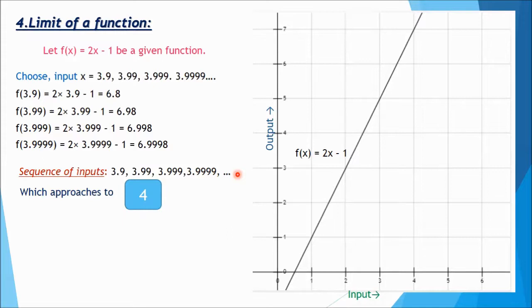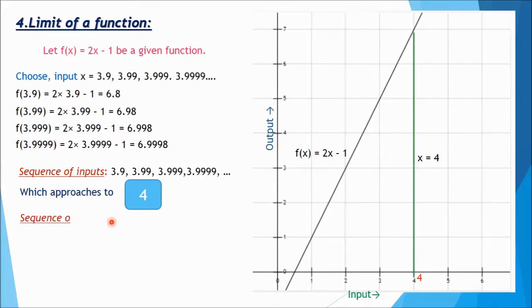Now sequence of output, let's create a sequence of output. Now you can see here the input approaches to 4, isn't it? When input approaches to 4, now you can see the line x is equal to 4. If we draw a line from the 4, then it meets the graph at this point. This is the line.